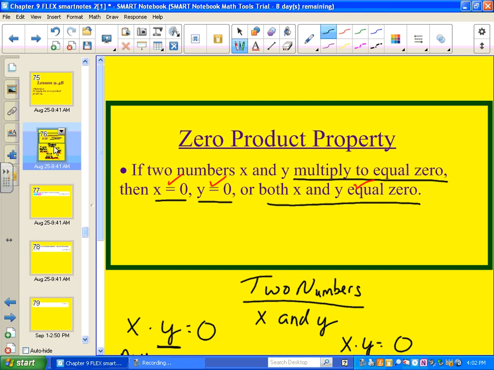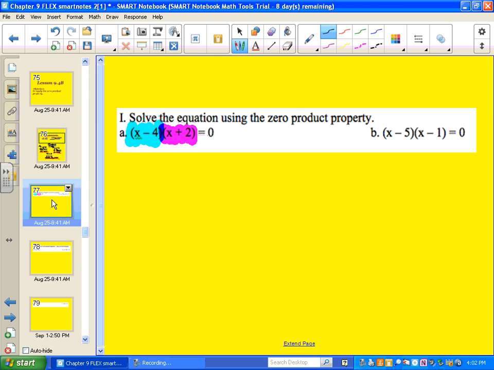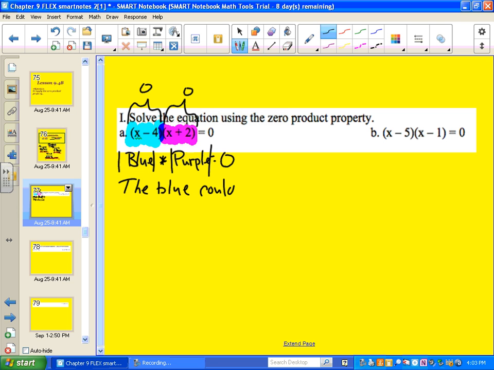So instead of doing x times y equals 0 like we did right here and right here, in this example, since x is already in there, I don't want to confuse you with this, we're going to do blue times purple equals 0. So that means this whole blue blob here could be 0, or this whole purple blob could be 0. Because when we multiply the blue times the purple, we get 0. So we don't know. The blue could equal 0, the purple could equal 0, or both could equal 0.